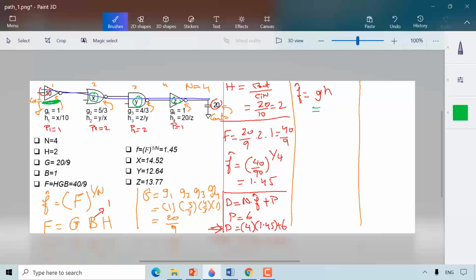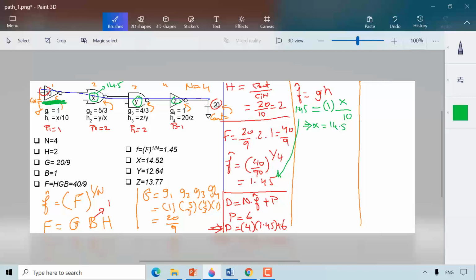GH, and this is for the inverter, equals what? For the inverter, G equals 1. What's the H for this inverter? For this inverter, H equals the output load over 10, sorry, times F hat, which is 1.45, because F hat, I just computed it, which is right here. So this means X equals what? X equals 14.5. That's the size of X.